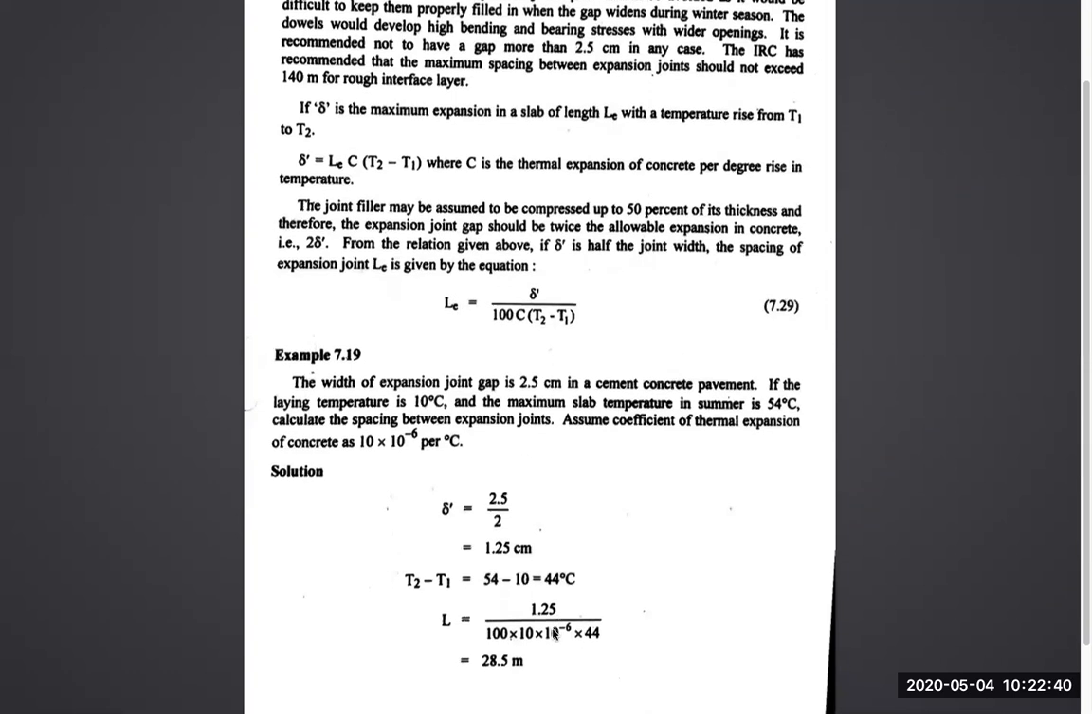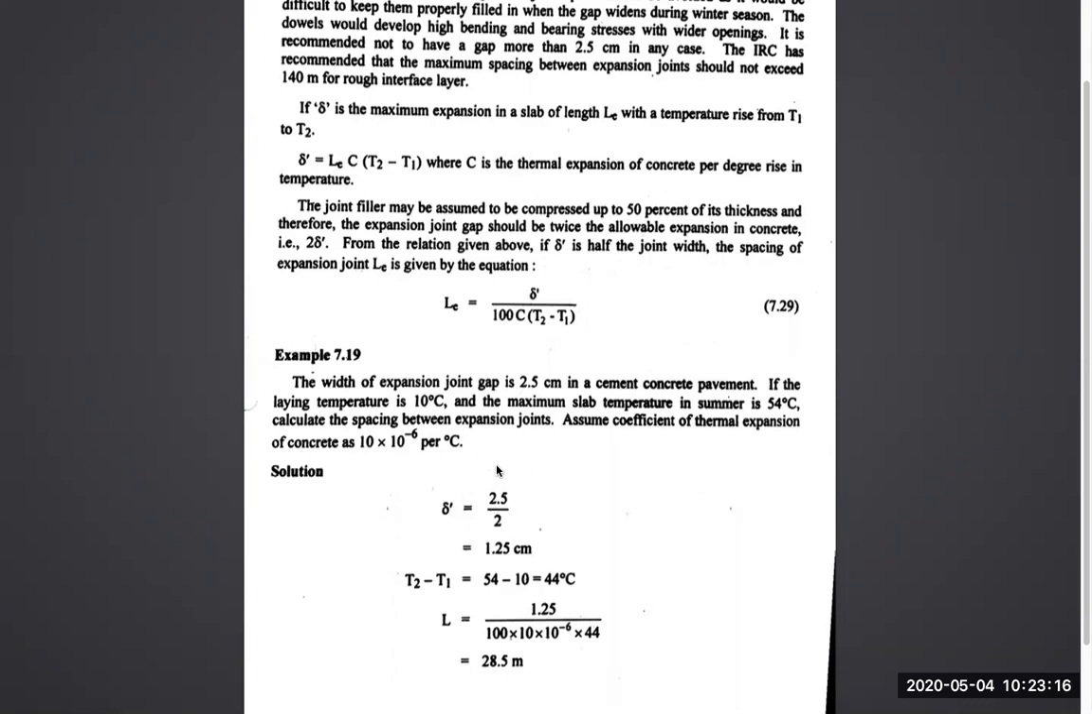Okay. So delta dash is 1.25, divided by 100 into the coefficient C we have taken into consideration, and then this temperature difference. So we get the length or interval from one expansion joint to another expansion joint as 28.5 centimeter. We have just taken these values and substituted them correspondingly, and we have found the length of the expansion joint spacing for this condition.